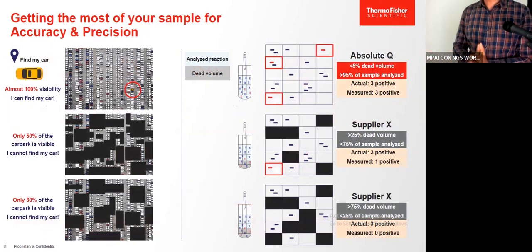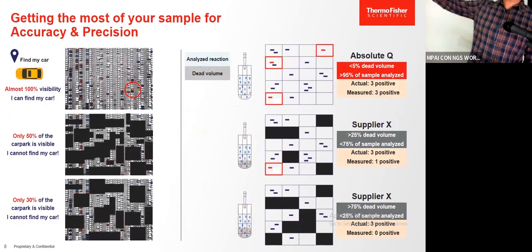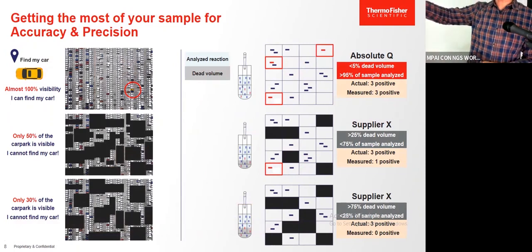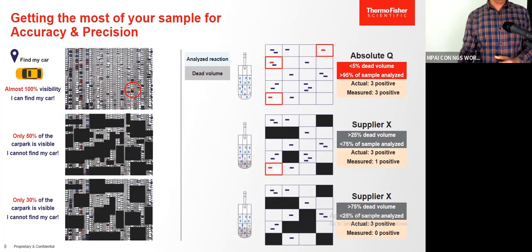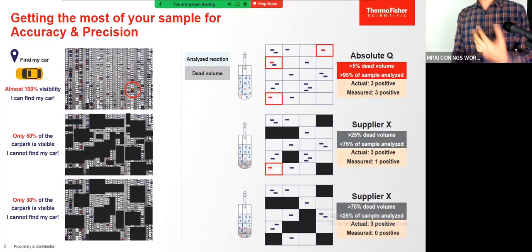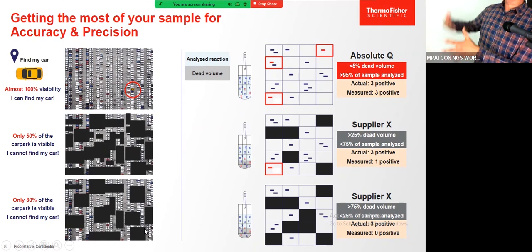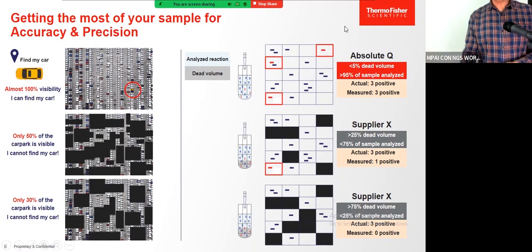I've got a yellow car, and if somebody asks me whether the yellow car is present in this parking slot or not, if I have a complete picture, then I can say yes, it is there. But suppose only 50% of the car park is visible to me, I will say there is no yellow car, but the fact is that there is a yellow car. Similarly, even at 30%, the probability is very high that I will not be able to see the yellow car. Same thing happens with the sample.